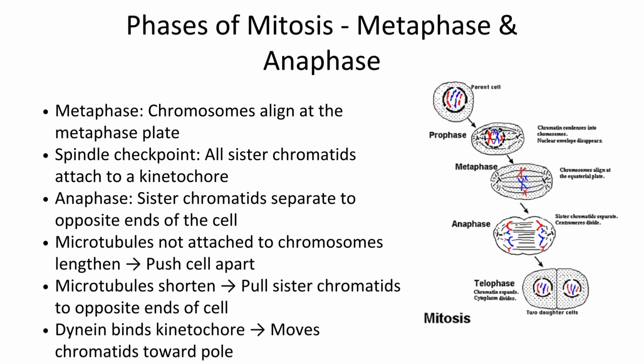In anaphase, the sister chromatids are pulled apart and moved to opposite ends of the cell. The spindle fibers attached to the kinetochores begin to shorten, dragging the chromatids toward the poles. At the same time, other spindle fibers that are not attached to chromosomes elongate, pushing the cell poles further apart. This coordinated push and pull ensures that each new cell will have a complete set of chromosomes.